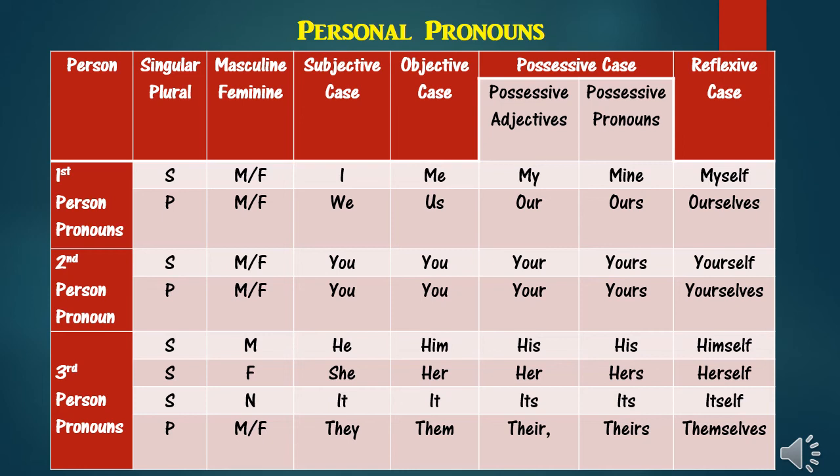Personal pronouns in subjective case are he, she, it, I, we, you, they. They in objective case are him, her, it, me, us, you, them. These pronouns in possessive case are his, hers, mine, ours, yours, theirs.